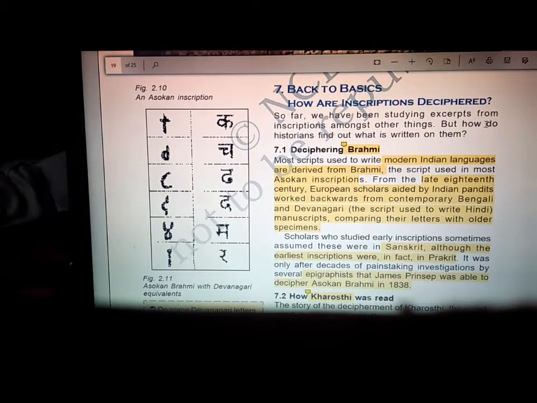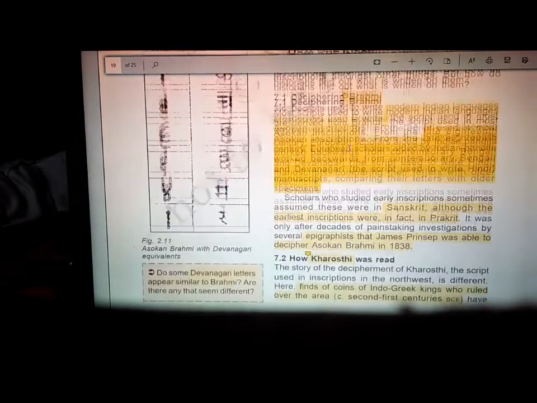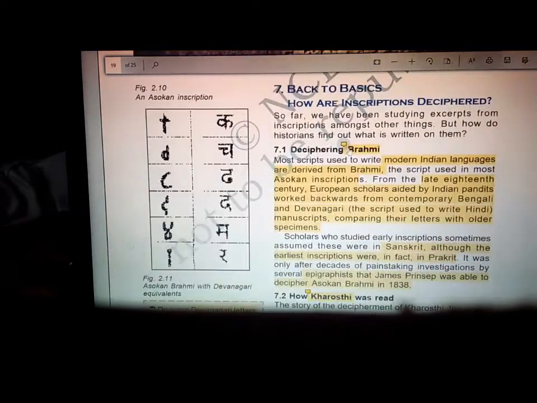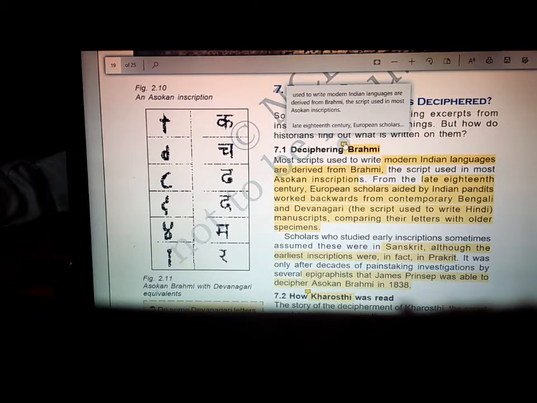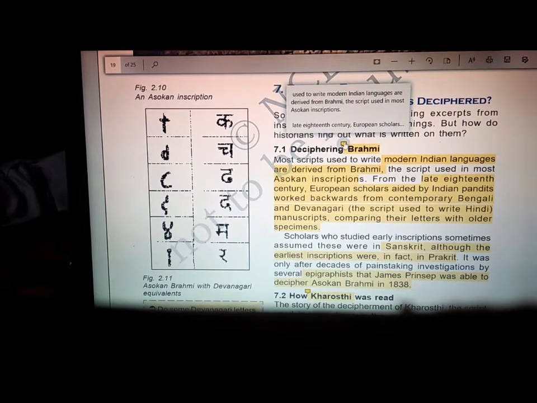Now this is the last heading of this chapter, back to basics. How are inscriptions deciphered? Earlier also we have studied about this, that the Brahmi and Kharoshti and Tamil and the rest of the inscriptions were deciphered, and how these languages' inscriptions were deciphered. Here we are going to study.